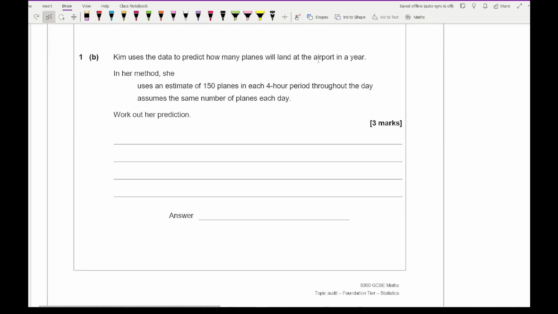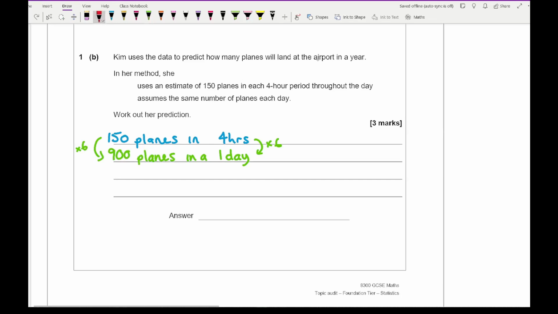Moving on to question 1B, it says Kim uses the data to predict how many planes will land at the airport in a year. In her method, she uses an estimate of 150 planes in each 4-hour period throughout the day, assuming that the same number of planes land each day. Work out her prediction. Well, if we're looking at 150 planes in 4 hours, then what we need to do is work out how many land in a day. So we multiply that by 6, which is going to give me 900. So that means 900 planes land on a day.